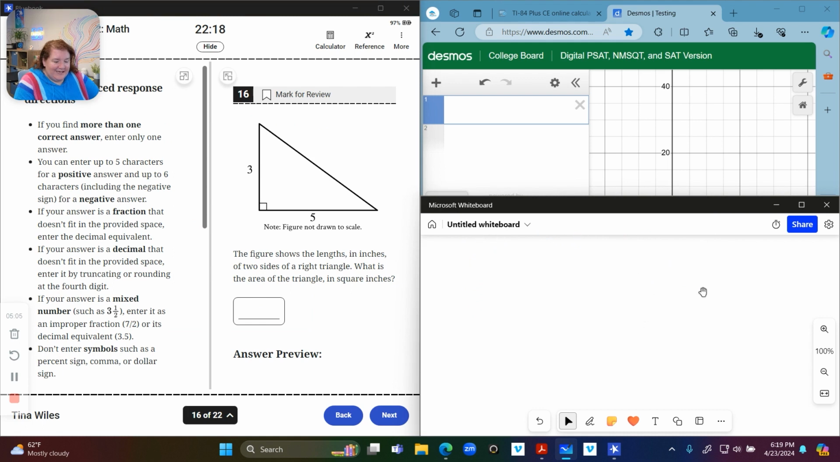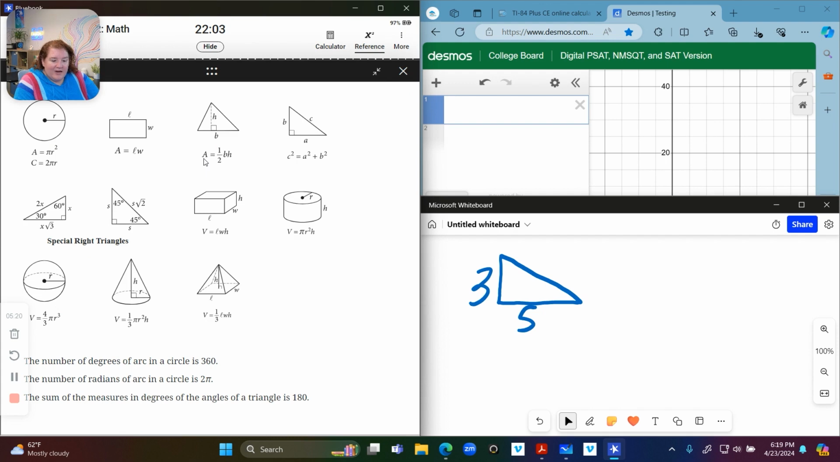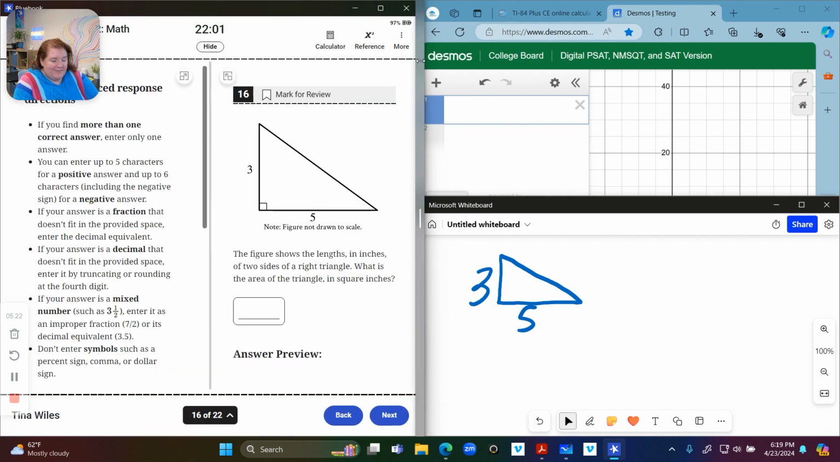Number 16, the figure shows the lengths in inches of 2 sides of a triangle. What is the area of the triangle? So the area formula is on the reference sheet here. Area equals 1/2 base times height. So 1/2, 3 times 15.